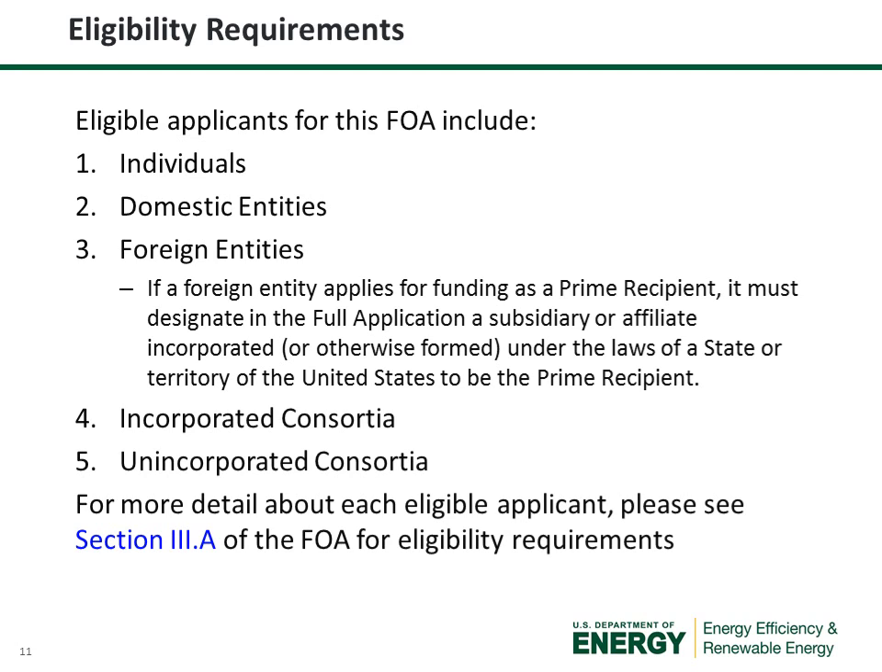Eligibility requirements. To be eligible for this funding opportunity announcement, it includes anyone who is either an individual or a domestic entity. We do allow foreign entities. If a foreign entity applies for funding as the prime recipient, it must designate in the full application a subsidiary or affiliate incorporated or otherwise formed under the laws of the state or territory of the United States to be the prime recipient. So for foreign entities, that caveat does apply. Eligible applicants also include incorporated and unincorporated consortia. For more detail about each eligible applicant, you can see Section 3A of the FOA for eligibility requirements.